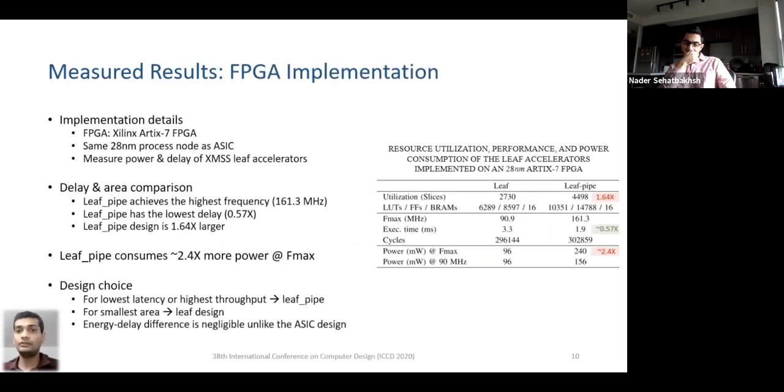In addition to the ASIC implementation, we implemented the accelerators on the RTX7 FPGA. On the FPGA, leaf pipe design is approximately 1.6 times larger than the leaf design. The leaf pipe design is also 1.7 times faster and consumes 2.4 times more power compared to the leaf design at the highest operating frequency.